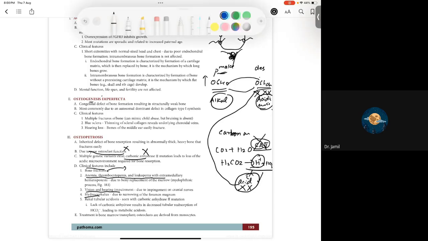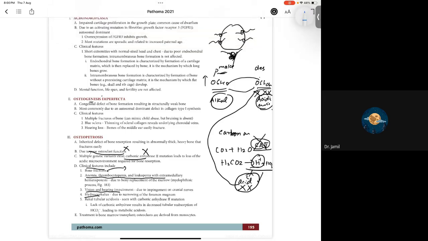Yes. But the last line is that lack of carbonic anhydrase results in decreased tubular reabsorption of the bicarbonate, leading to metabolic acidosis. That means if the body is already in this condition of metabolic acidosis, there should not be a compromise of bone resorption. It might be two different things.